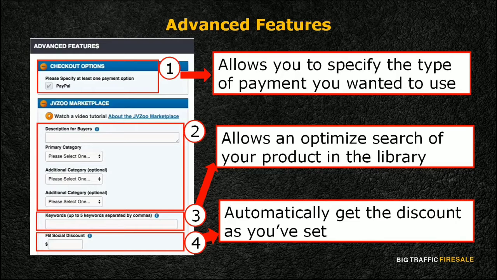Additionally, if you want to give your customers a discount for sharing your products on Facebook, you may do so in the FB Social Discount. The amount is entirely up to you. The customers that share this will automatically get the discount as set by JVZoo.